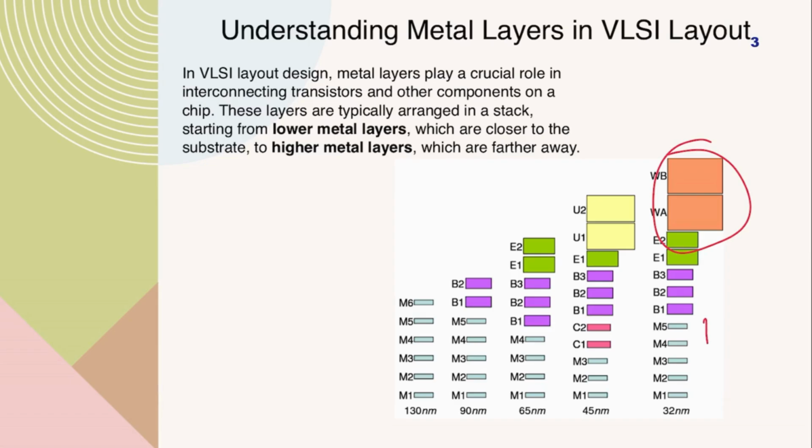So this is the base layer, the base metal. If you notice here, from M1 to M5 the thickness of the metal is the same, from B1 to B3 the thickness is the same, E1 to E2 the thickness is the same. Do you know why it is? If you know, just comment, or if you don't know, just comment. I will let you know in my next video. So yes, lower metal means M1, M2 and the higher metal means the topmost metal.